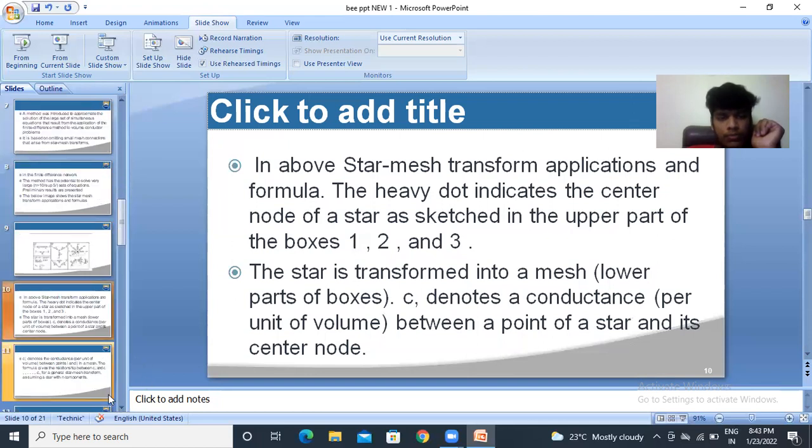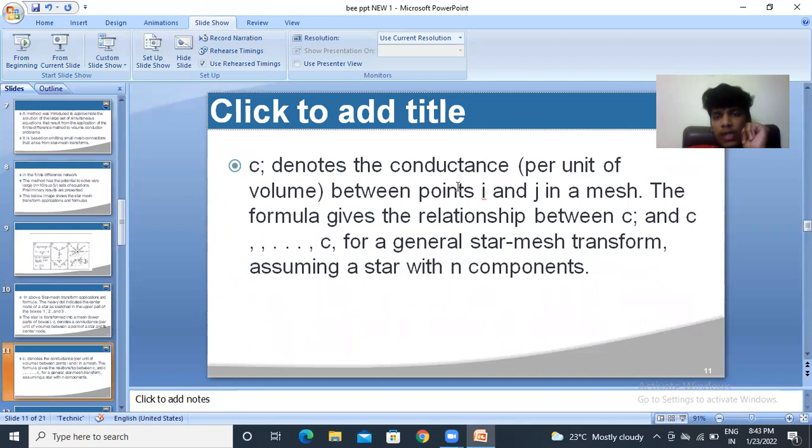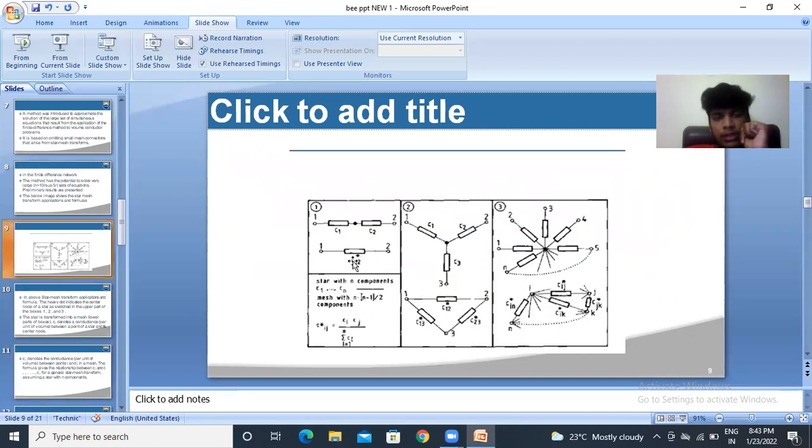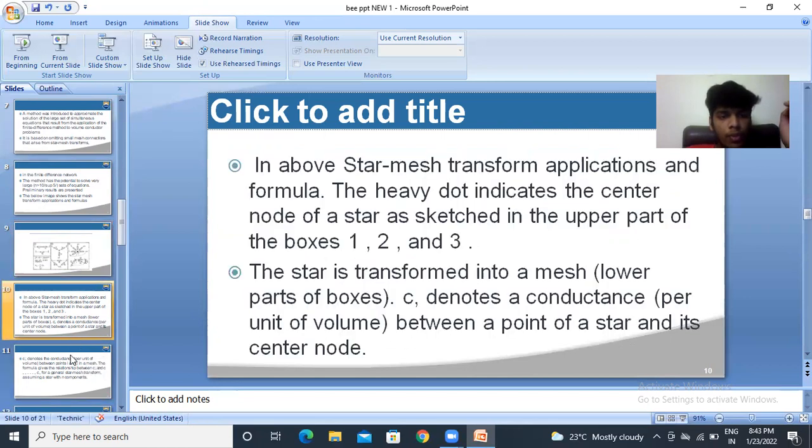Now C denotes the conductance per unit volume between points I and J in a mesh. Here, this C denotes the conductance per unit volume, and this C denotes the conductance per unit volume.